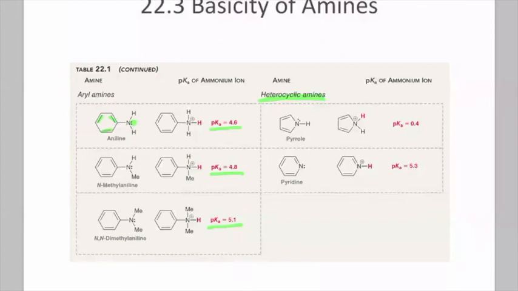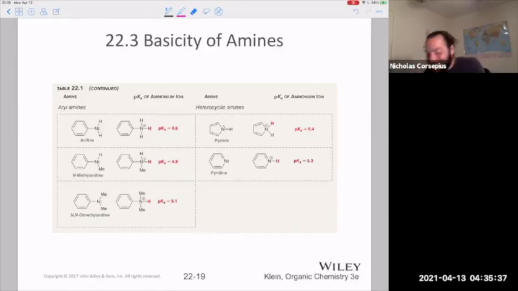Nonetheless, if we're going to look at aniline all by itself, naked, versus when it has a methyl group, versus when it has two methyl groups, we can see that the strongest here is going to be the tertiary aniline versus the weakest, which is the primary.